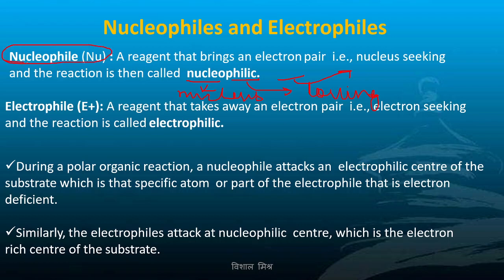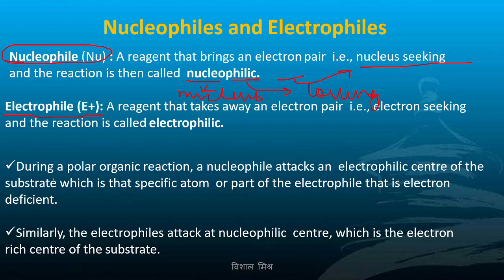These nucleophiles are nucleus seeking or nucleus loving. A reagent which brings an electron pair is known as a nucleophile, and the reaction is called nucleophilic. And in case of an electrophile, what happens? A reagent which takes away an electron pair is known as an electrophile, and the reaction is known as electrophilic.